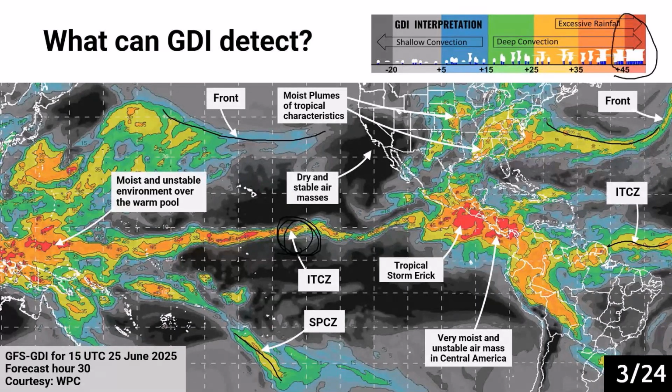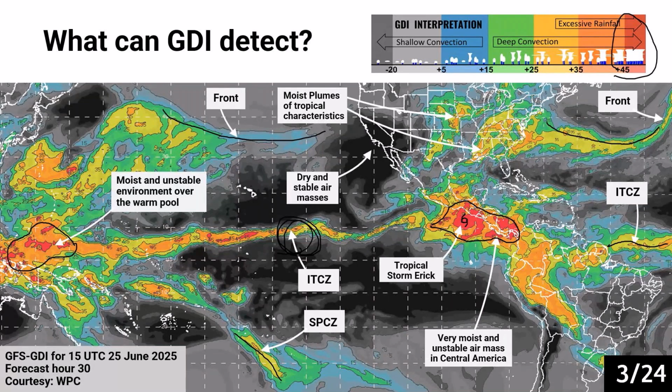And you can see first the warm pool convection in the Western Pacific right here. And then you can also see very high GDI present in Central America at the moment and southern Mexico. And embedded in this region of higher GDI, we have Tropical Storm Eric, right? So the GDI is capable of capturing these environments.